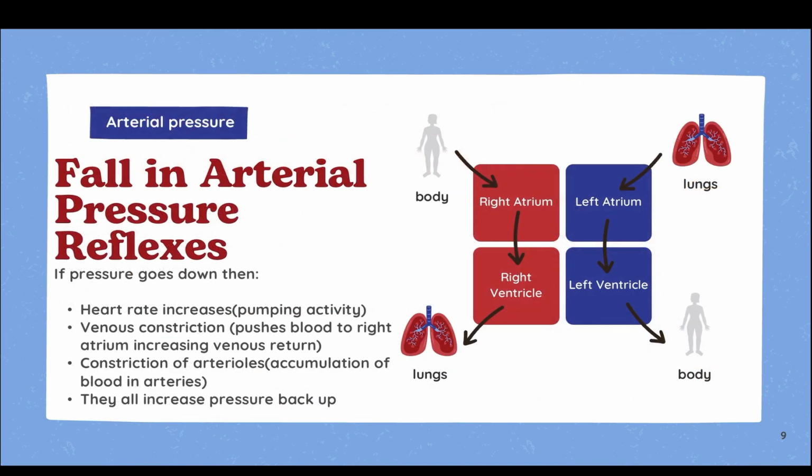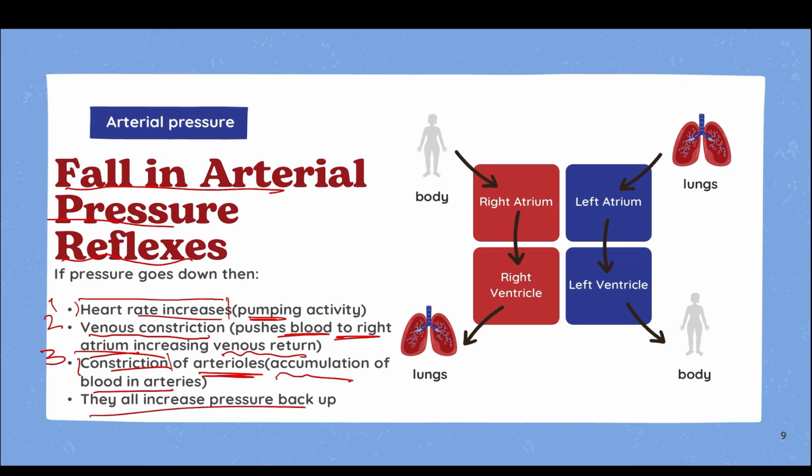Let's talk about the reflexes now. If you have a fall in arterial pressure, what type of reflexes would they have? First of all, heart rate would increase. That's pumping activity. It would help bring that pressure back up. We have the venous constriction. So the blood gets pushed to the right atrium to increase the venous return. Basically, the veins constrict the smooth muscle and then they contract. And then we have the arterioles themselves. They also constrict to do what? To accumulate the blood in the arteries. These three things, 1, 2, 3, they all help increase the pressure.